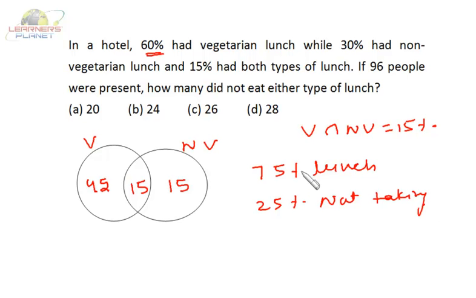We are talking here in percentage. Now, we are asked the calculation for 96 people. If in all 96 people were there, how many did not eat either type of lunch? That means 25% of 96. That means 1/4 of 96. It's 24. So 25% are not taking any sort of lunch. That means 24 people are not taking any sort of lunch. Okay, I hope it's clear.